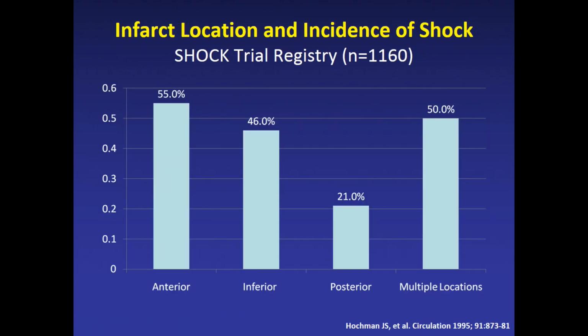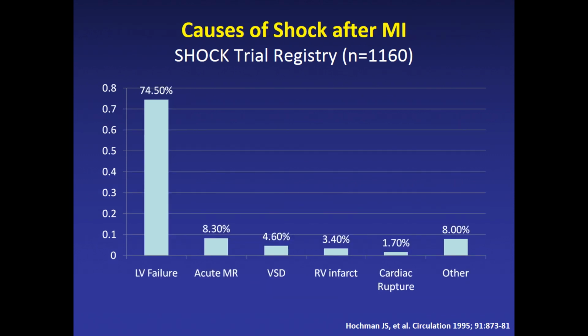In patients with myocardial infarction, the location of the infarct is related to the risk of shock, with the greatest risk apparent in patients from the SHOCK registry and patients presenting with anterior myocardial infarction complicated by shock, and the least risk in patients with true posterior infarction. The reasons that patients with myocardial infarction develop shock vary, but the vast majority are related not to myocardial infarct complications, but to profound pump dysfunction and pump failure.